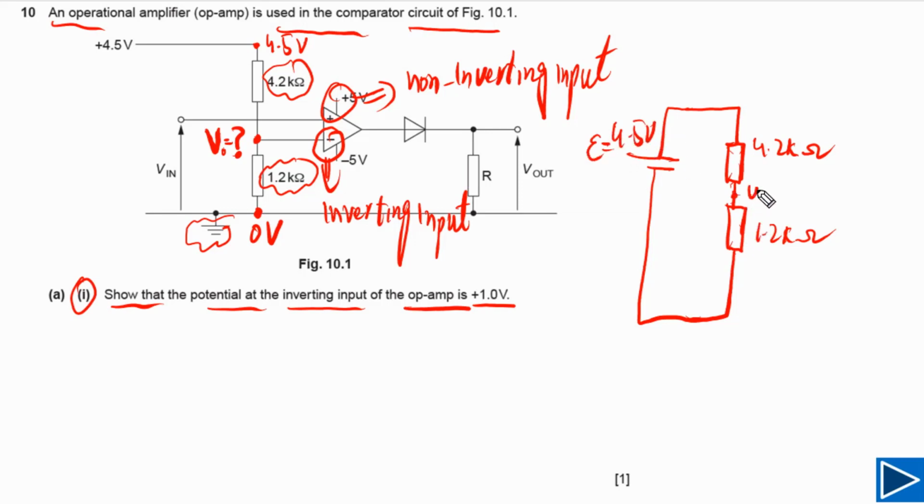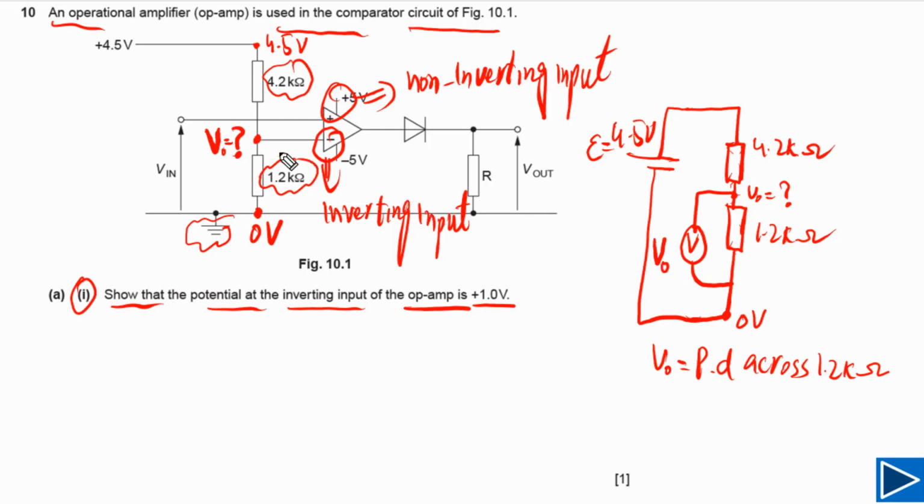Now the question is simply asking us to find the value of V0. You see at this end the potential is equal to 0 volt. So we can simply say that V0 is equal to the potential difference across the 1.2 kilo ohm resistor. Or we can say that if we connect our voltmeter across the 1.2 kilo ohm resistor, the reading on it will be equal to V0, and that is equal to the potential at the inverting input. And to find the potential difference across this resistor, we can simply use the potential divider formula.